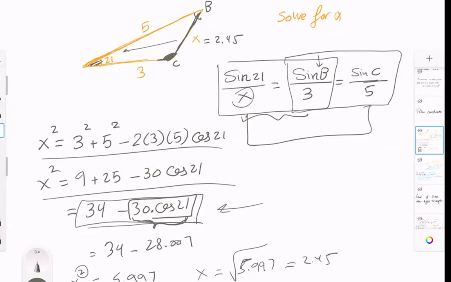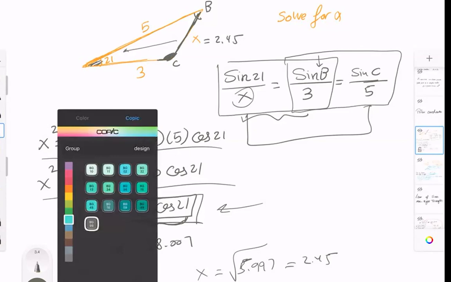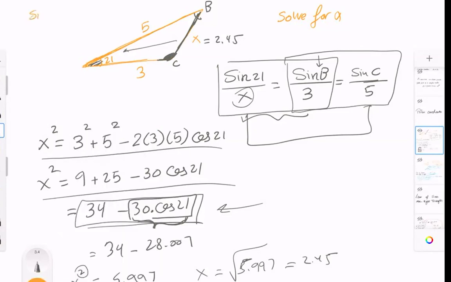If they ask us solve for this c, then we're going to use law of sine. I'm going to say, if they ask us what is the value of c, I'm going to say sine of c over 5 equal to sine of 21 over 2.45. So we are looking for this c inside of sine. Sine of c equal to 5 multiplied by sine of 21 over 2.45. Then how do I get c?